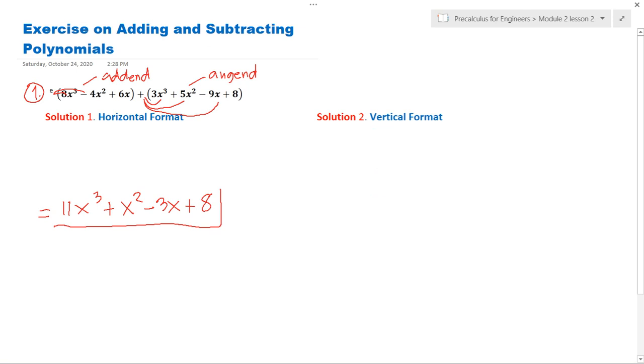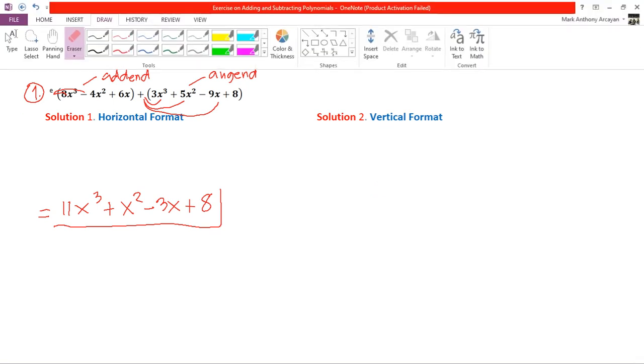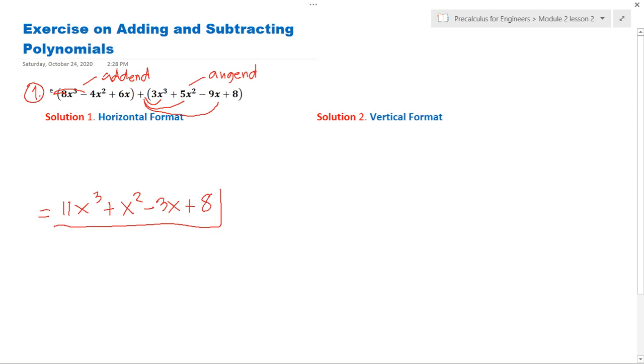So in this example for polynomials, that's what you will do. You need to write first the addend. So the addend is equal to 8x cubed minus 4x squared plus 6x. Next, you put an addition sign, then write this bar, this popular, famous bar. Then next, write the augend. So write the augend.